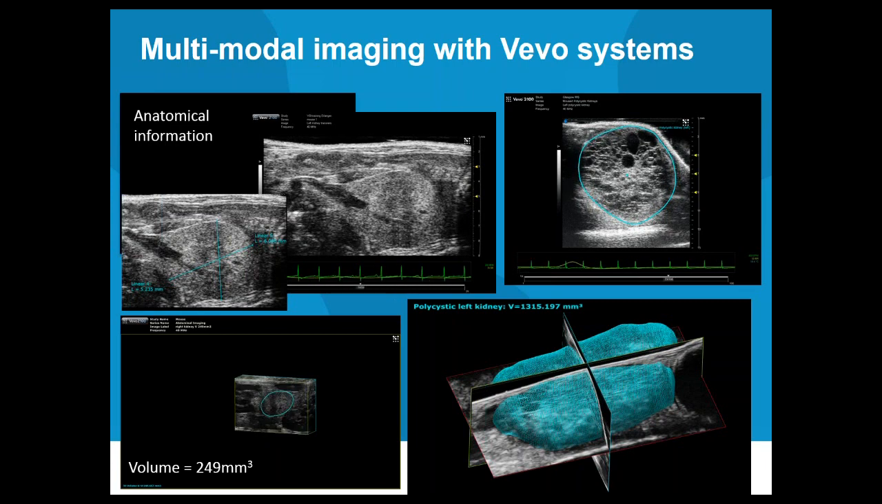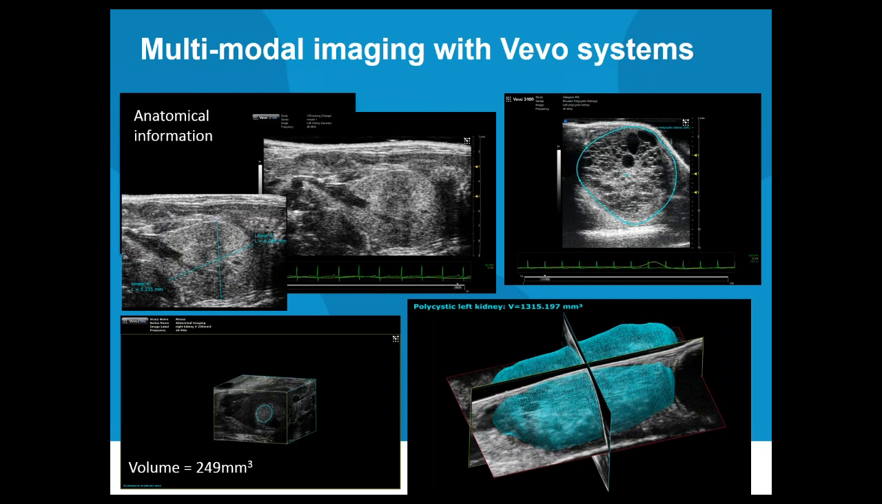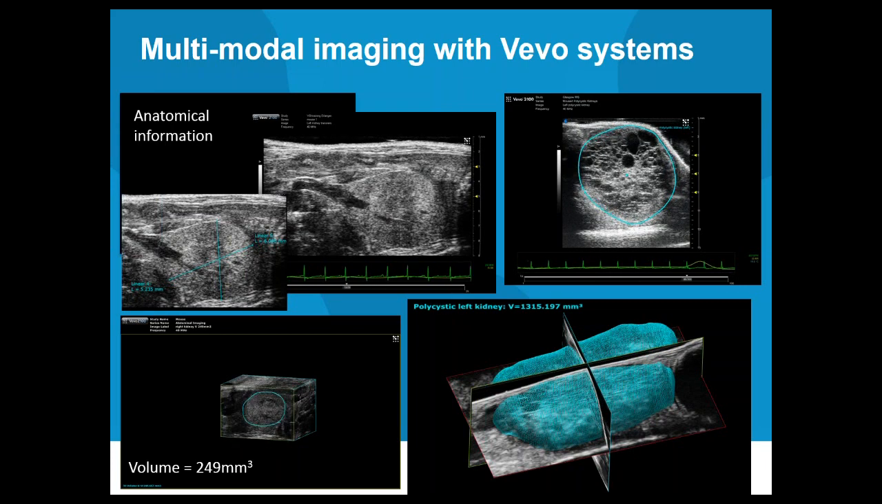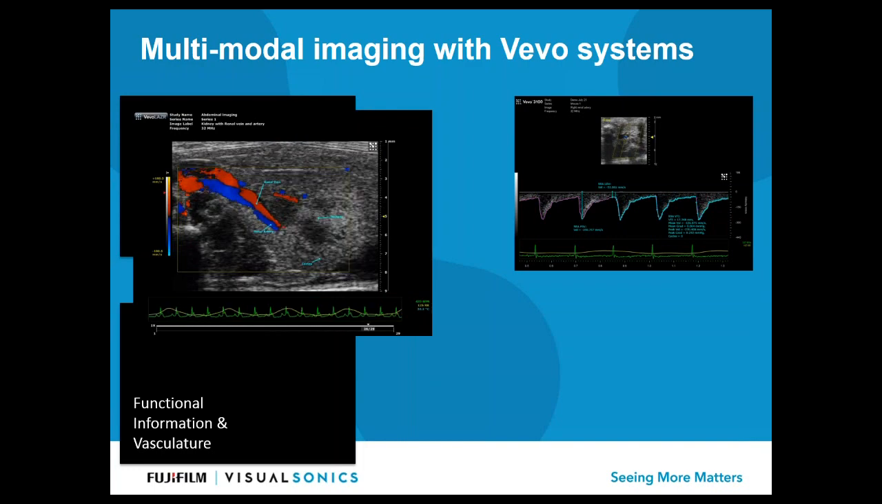And of course, knowing these anatomical facts before you start imaging in contrast mode is quite important to find your target or to analyze your target. As a next step, it can also be very interesting to look at some functional information, and especially when we talk about contrast imaging, blood flow information is crucial. So we could use the color Doppler on the Vevo systems to look at whether we are having larger vessels in our area of interest. In this case, we are looking at the renal artery and vein.